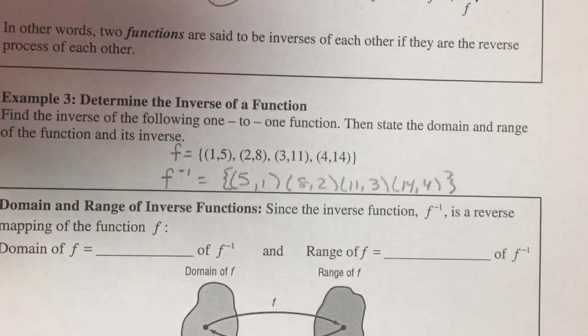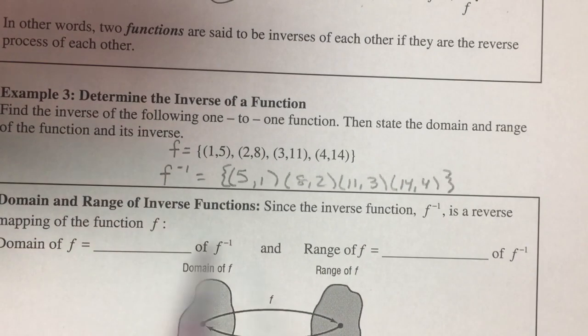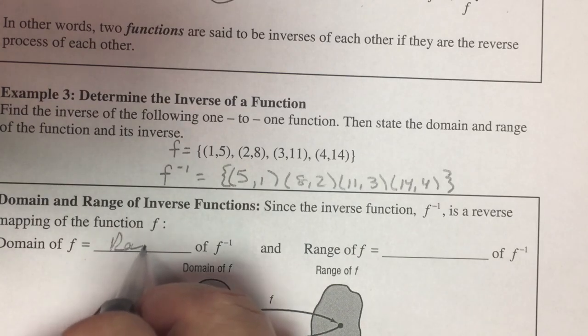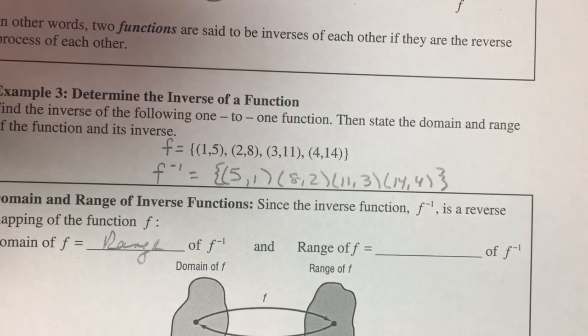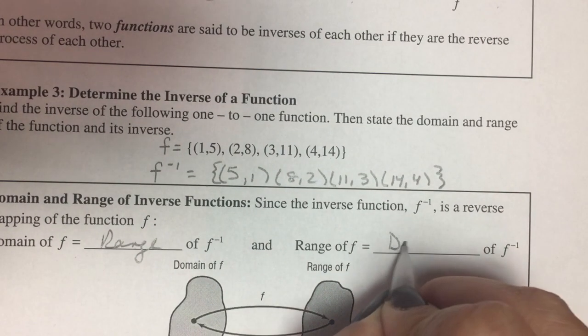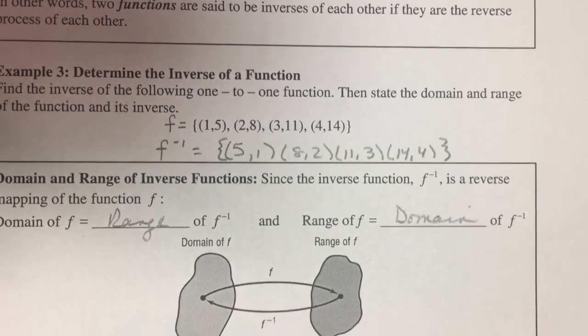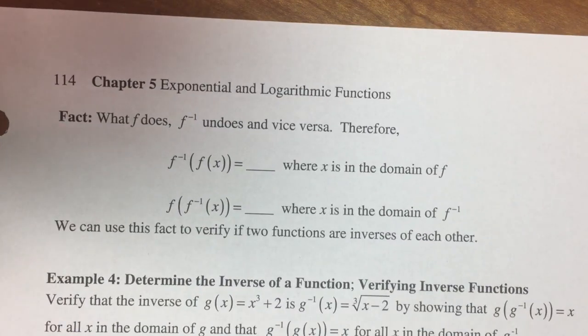So that's basically what this says down here. If I'm looking at a mapping, the domain of f is equal to the range of f inverse, and the range of f is the domain of the inverse. So there's going to be a couple of different ways that we are going to look at these inverses. Let's look at this first one. Here's a fact, they call it, but it's very important for you to know.